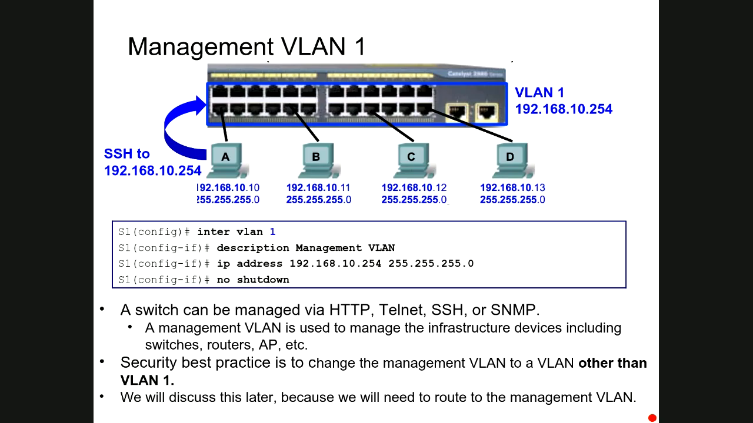Now we're going to have a management VLAN. In this case, he's using VLAN 1. In our last lab, we assigned an IP address to the switch, so we could telnet into it or secure shell into it. It's better to use something other than VLAN 1. VLAN 99 is typically used in the Cisco Networking Academy labs.